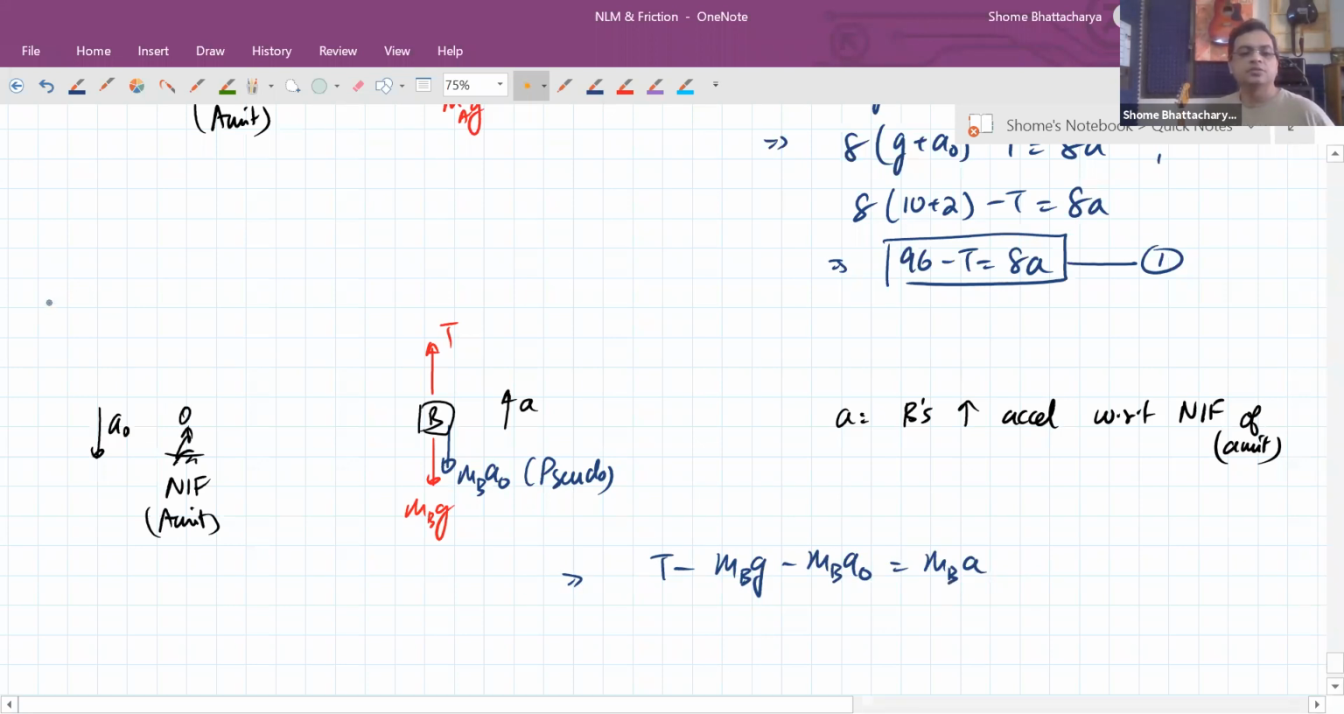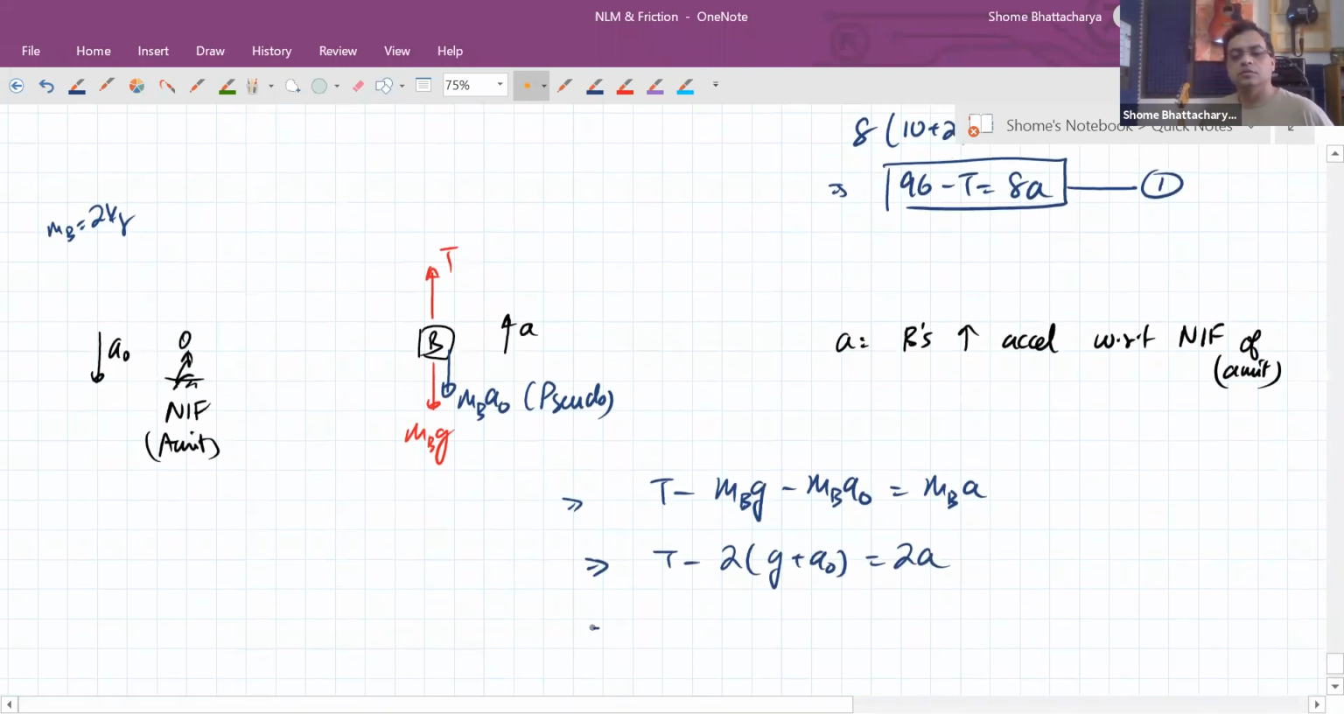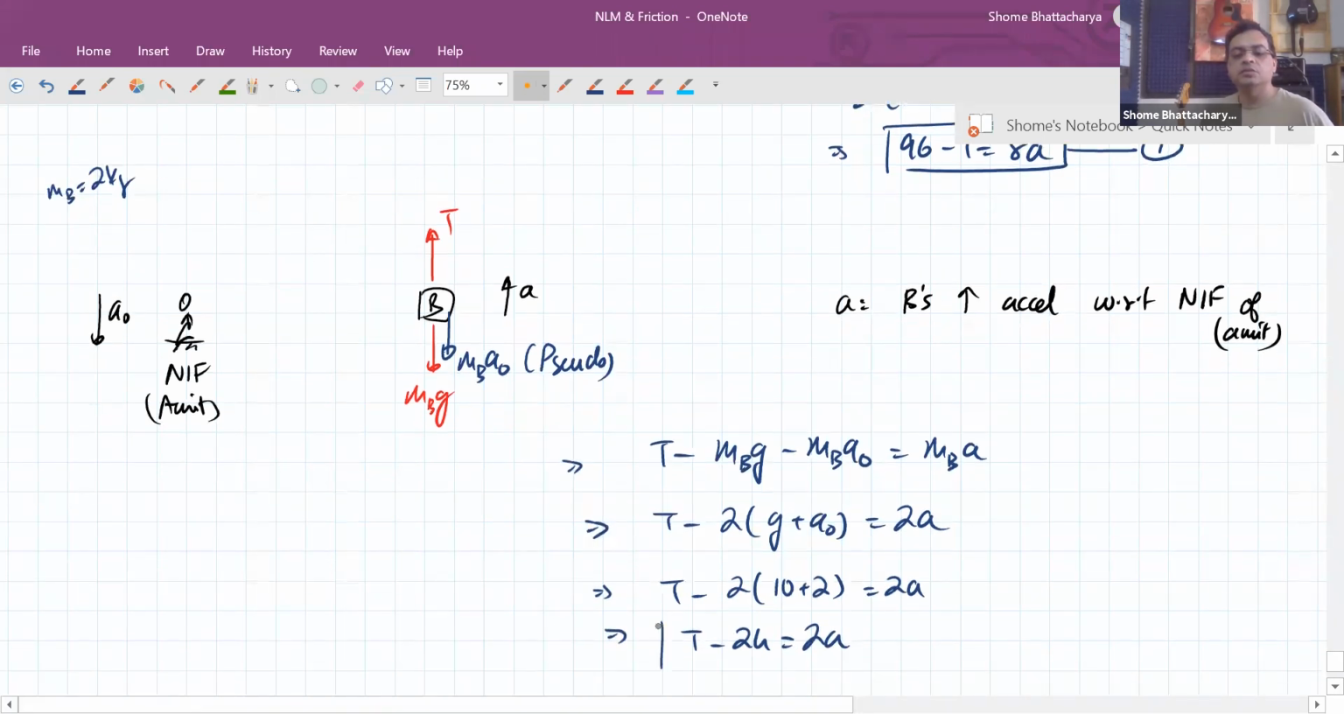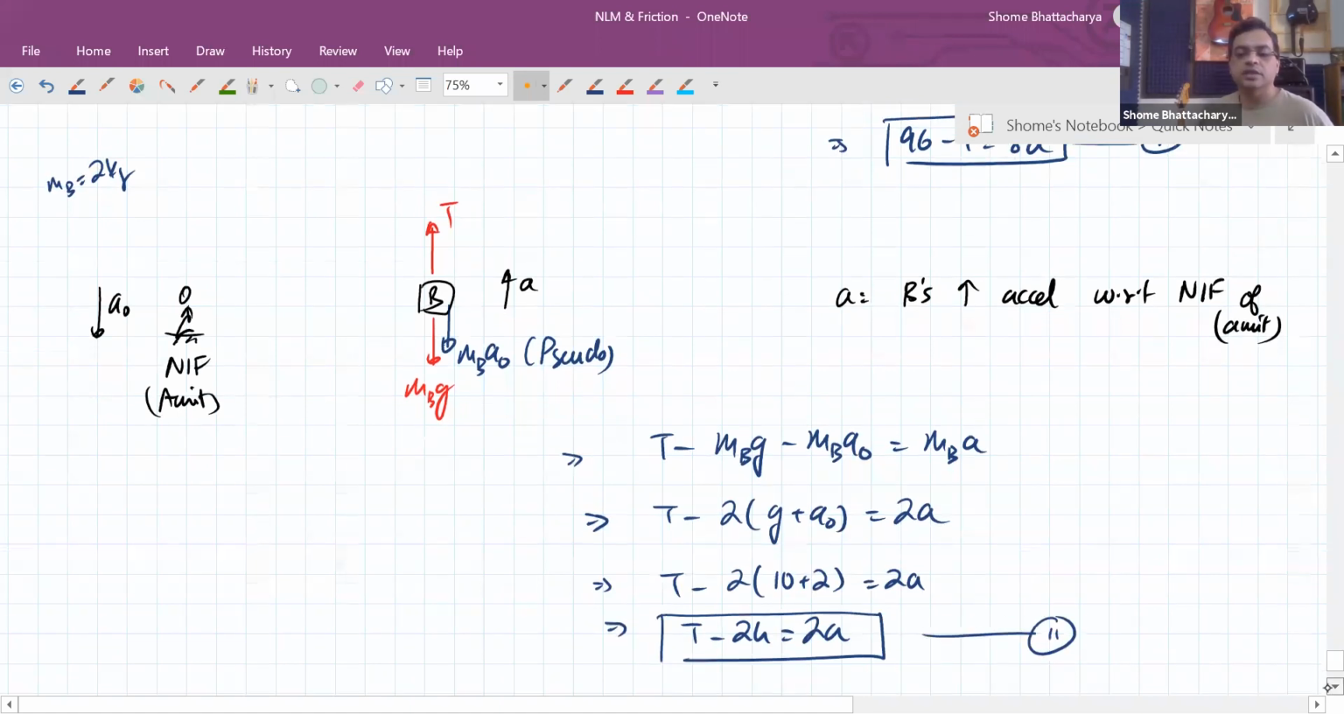Okay. And mass of B was 2 kgs. So we have T minus 2 into (G plus A naught) is equal to 2A. So we have T minus 2 into (10 plus 2) is equal to 2A. So we have T minus 24 is equal to 2A. So this becomes our second equation, which we are getting from this one's free body diagram. So we have two equations and two variables.